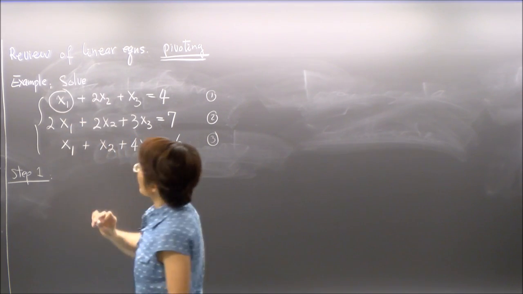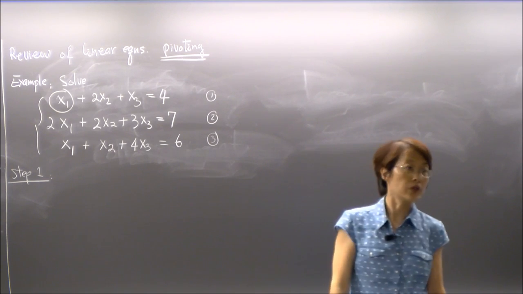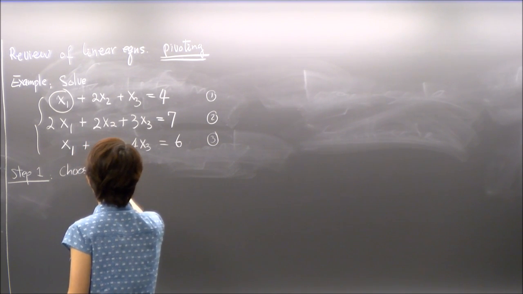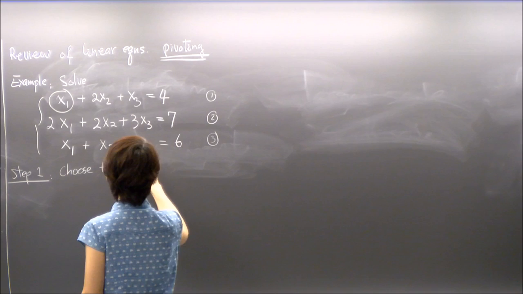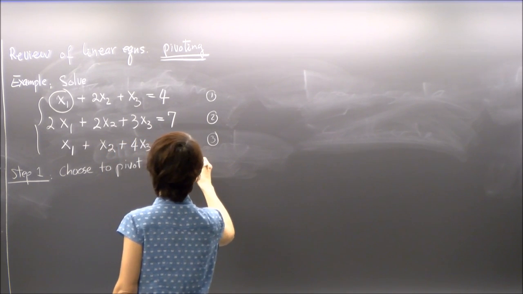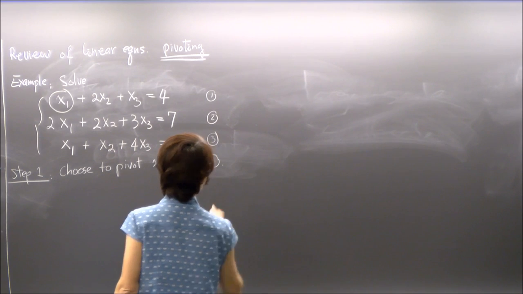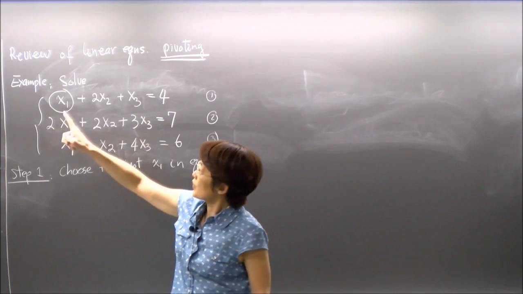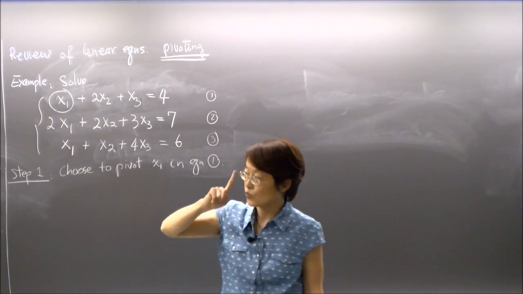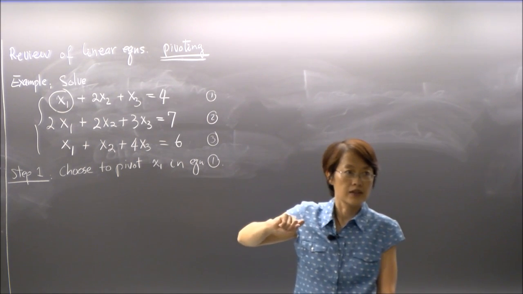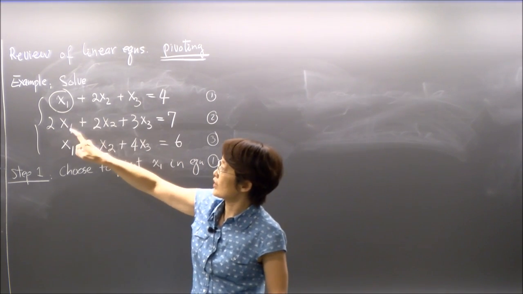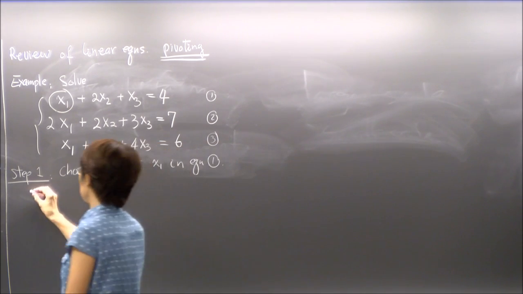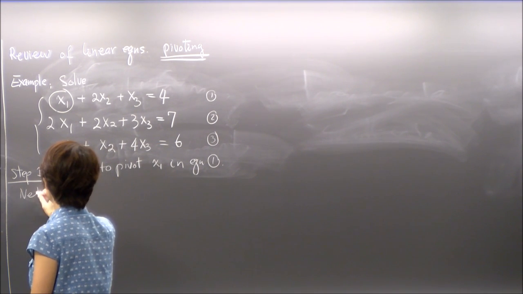So let's say, just make a choice, okay, this looks nice. I want to pivot x1 in equation 1. This is your choice. We choose to pivot x1 in equation 1. So what does it mean? What do we wish to achieve? We want x1 to have coefficient 1 in equation 1, and we want to eliminate x1 in all the other equations. Is that clear? So you have 2 goals. So we need to do the following.